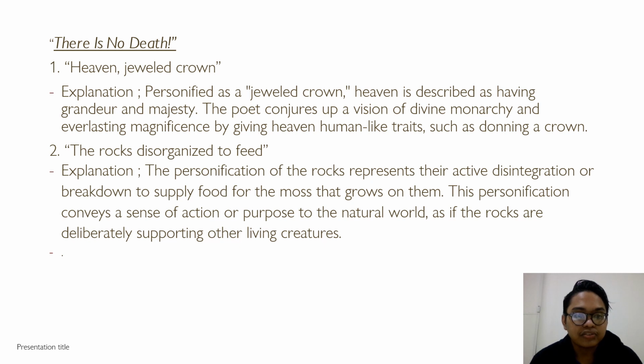This is from the second point: "Heaven's jeweled crown," same as before. Explanation: personified as a jeweled crown, heaven is described as having grandeur and majesty. The poet conjures up a vision of divine monarchy and everlasting magnificence by giving heaven human-like traits, such as donning a crown.